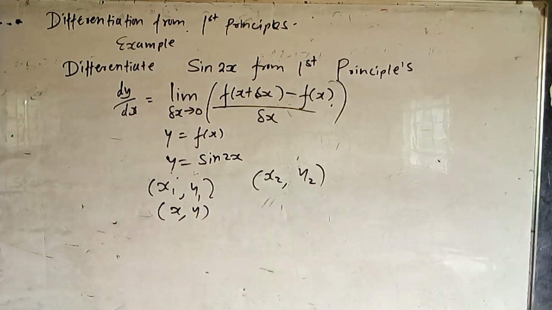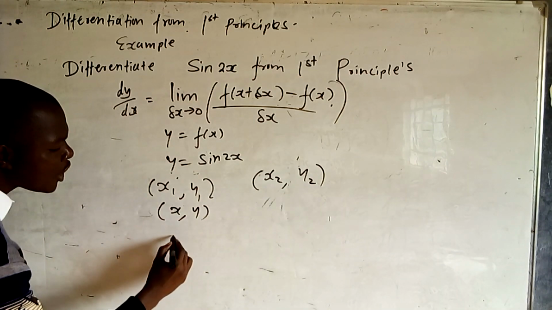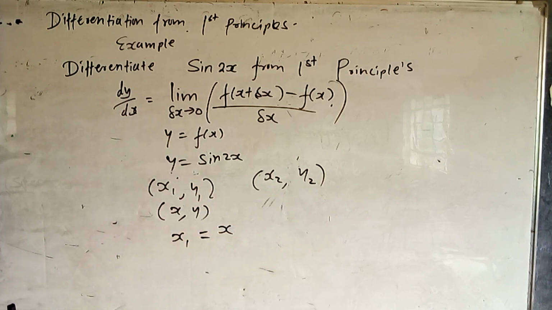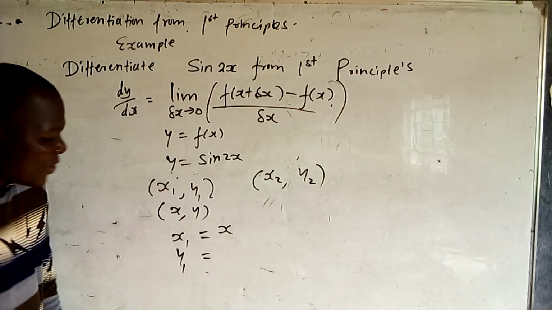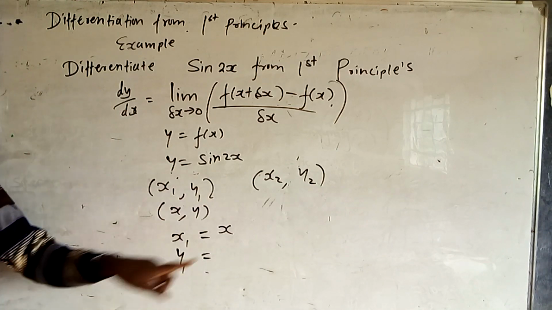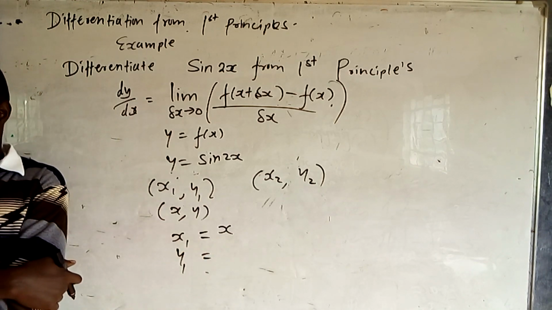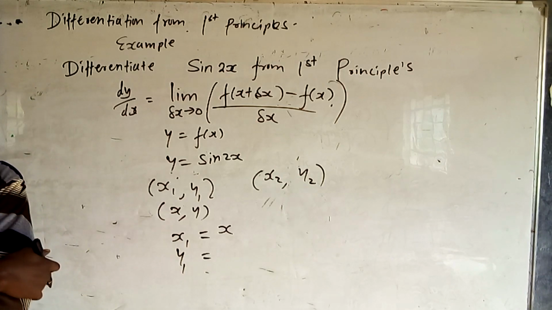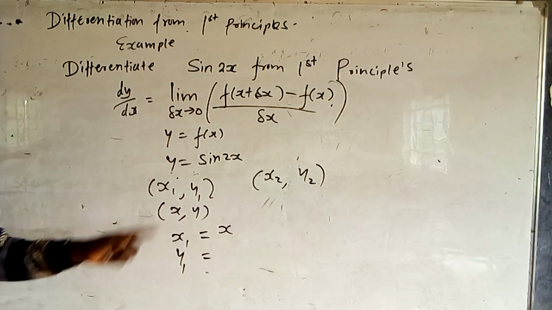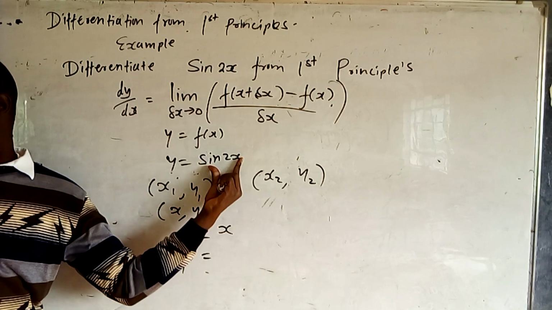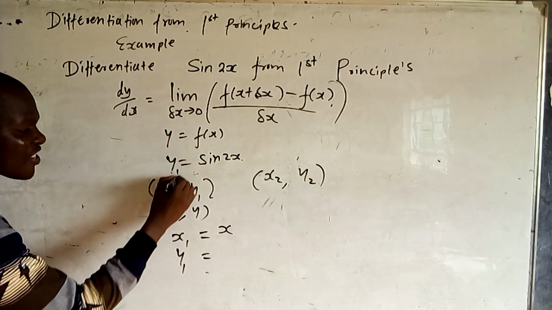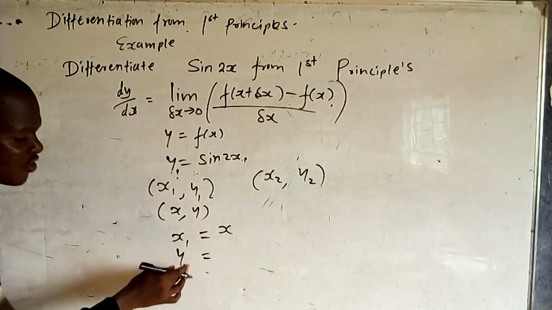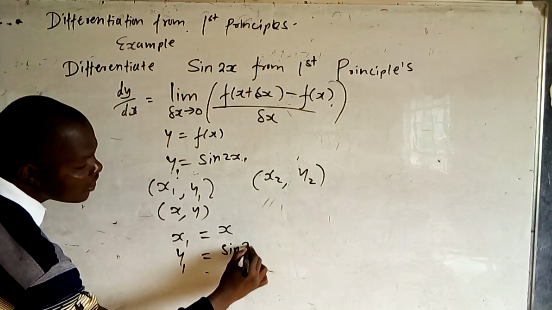So let us now start substituting. We get all the values. So x1 we found is equal to x. Then what is y1? Somebody, what is y1? You found x1 is x. What is y1? Remember, y is a function of sine 2x, meaning if this is y1, this is x1. This is the criteria. So y1 is the same as sine 2x1.